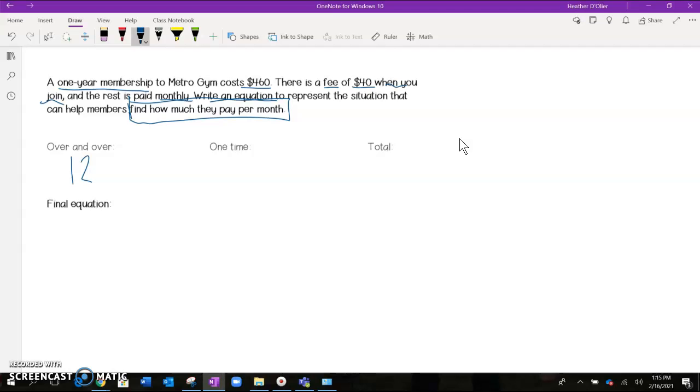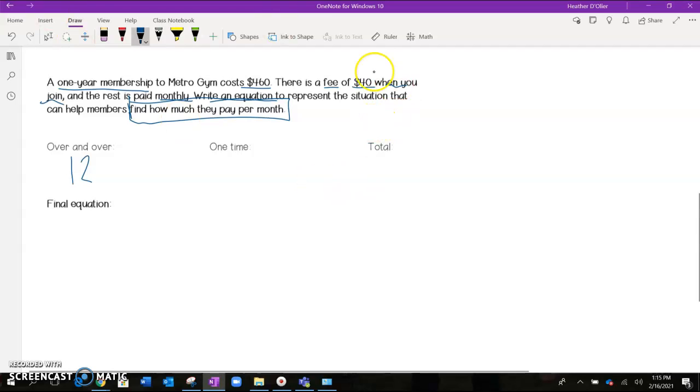Sometimes it is the amount you're going to do it. Sometimes it's how much you're paying. It just depends. Okay, 1 time. So a 1-year membership to Metro Gym costs $460. It does kind of sound like I'm paying that 1 time, but that also to me sounds like the total. Yeah, that's the total. Okay, there's a fee of $40 when you join.